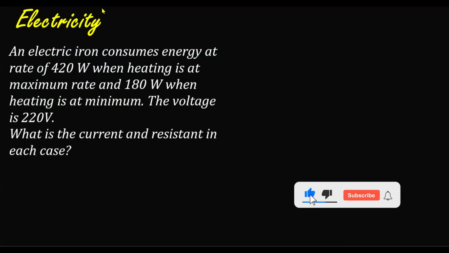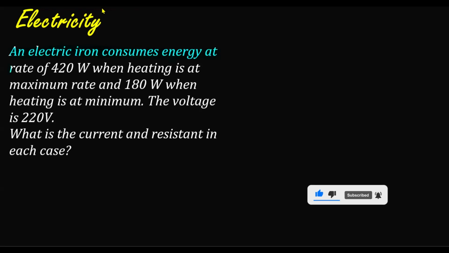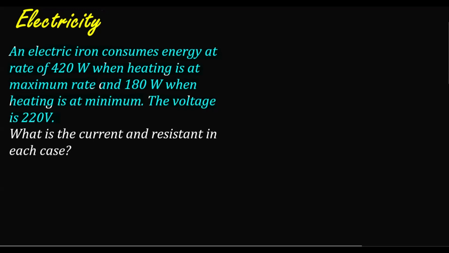In the next question, it says an electric iron consumes energy at the rate of 220 watts. So it's not the energy. The rate at which energy is used is called power. So we are given power as 420 watt when the heating is at maximum rate, and 180 watt when the heating is at minimum. The voltage supply is given as 220 volt, and what we have to find out is the current and the resistance in each case.